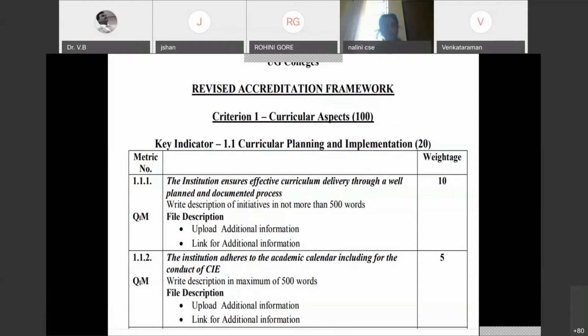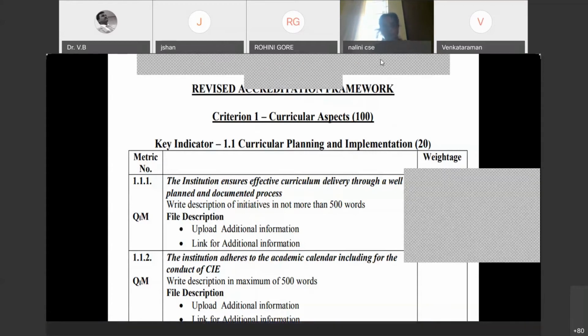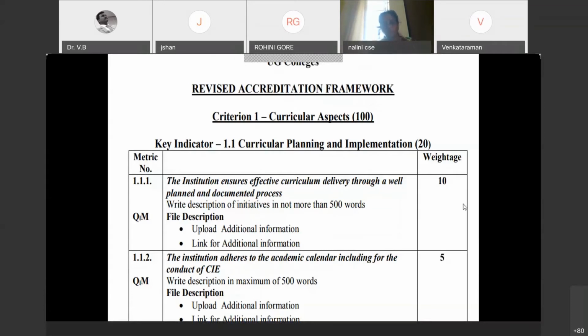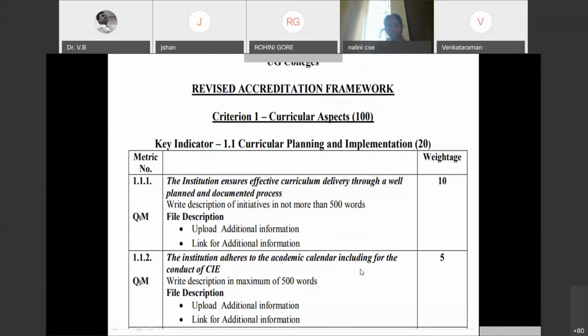So here, as Professor Arjit Gangopadhyay is saying, he is asking us to cite one or two examples of what points we should cover. That is definitely being done. Your request has been considered and it will definitely be answered. So as we said, in the qualitative metric number 1.1.2, when we say the link, it means the link which will land you directly on the academic calendar in your website.